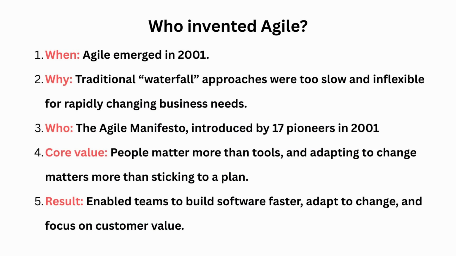"This is perfect." Agile emerged in 2001 because traditional waterfall approaches were too slow and inflexible for rapidly changing business needs. The Agile Manifesto, introduced by 17 pioneers in 2001, set out values like individuals and interactions over processes and tools, and responding to change over following a plan. This shift enabled teams to build software faster, adapt to change, and focus on customer value.